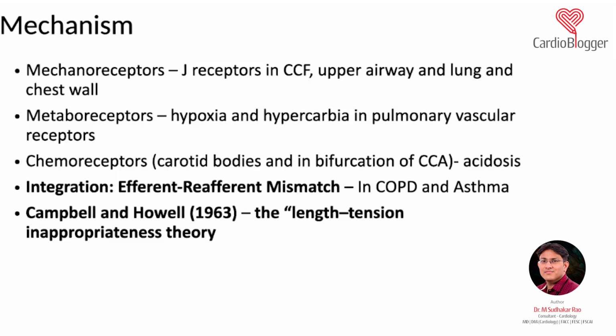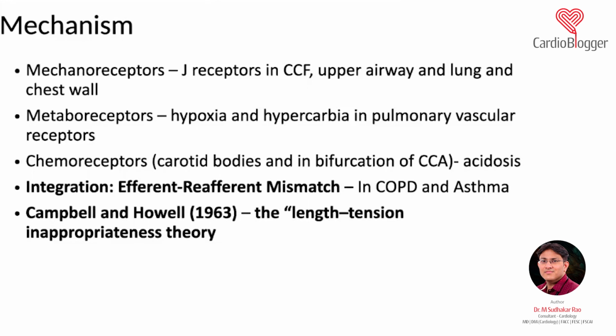And the third is the metaboreceptors, which we discuss very little. In a patient with pulmonary artery hypertension, the receptors in the pulmonary vascular bed are known as metaboreceptors. They are usually activated in response to hypoxia or hypercarbia. So these three receptors are the afferents, which go to the brain, and there they have efferent responses in the sensory cortex. The most important mechanisms are these three.